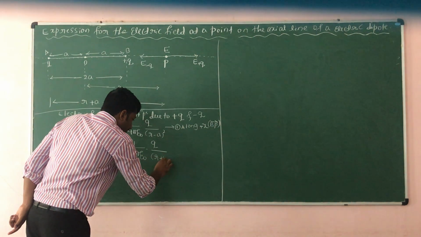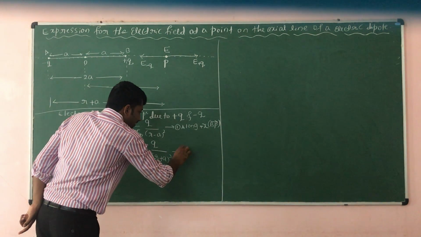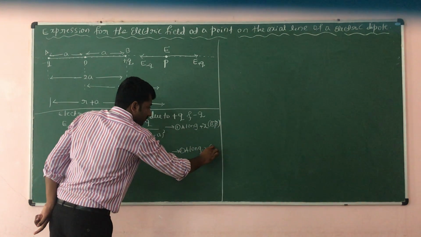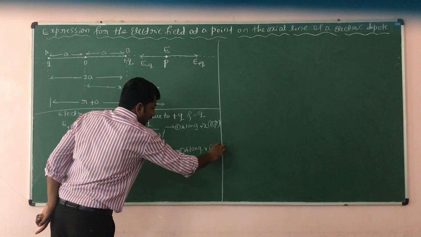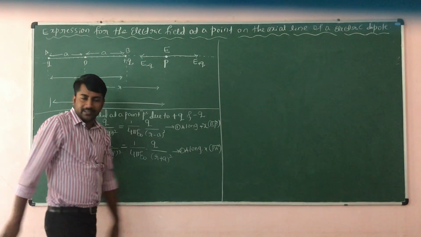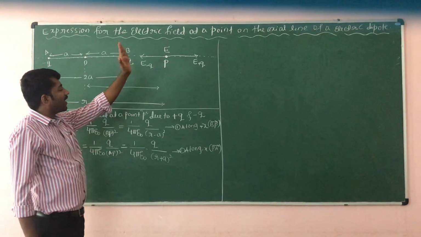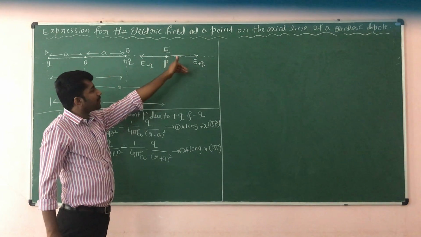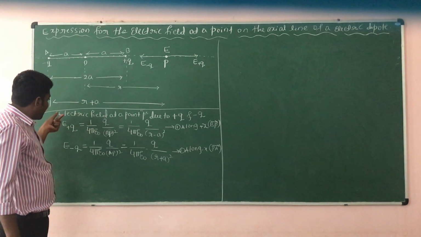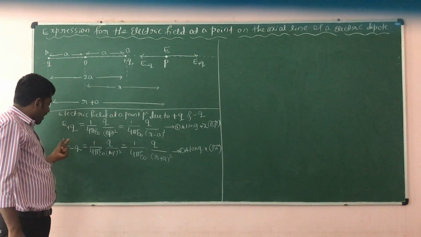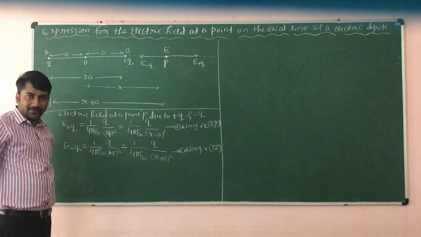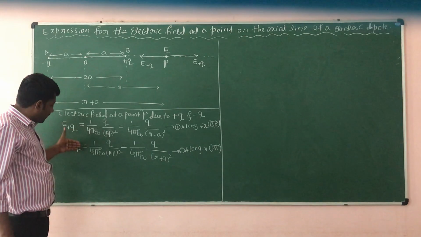Now to get the equation, R plus A whole square. This is equation number 2, and this is along the negative x axis, or P to A. And this is B to P. Electric field at a point P on the axis of the electric dipole. This is the electric field due to the positive charge and this is the electric field due to the negative charge.